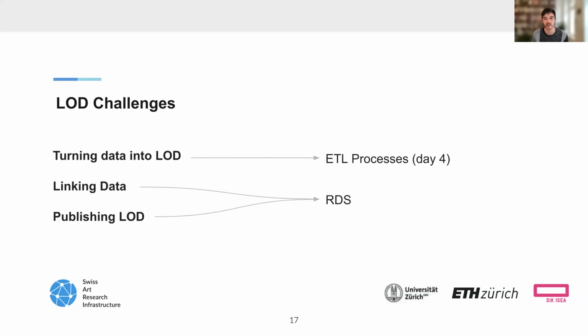So turning data into linked open data is very much on day 4, where we look at linked ETL processes. And the problems of linking data and publishing data were some of the motivations behind the RDS systems. And this is what we're covering today and in the next 2 days.